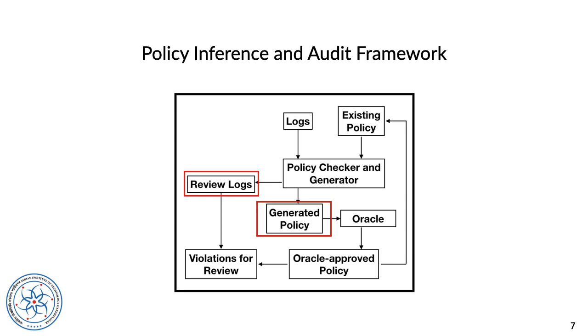An oracle then reviews the set of generated formulas and decides which of these formulas are allowed as part of the policy and which of these are possible violations. The oracle is a function that takes a policy and returns a valid policy. The review logs are then checked against the oracle-approved policy, and the violations are then reported for further review. The approved policy is then fed back to the system and becomes part of the existing policy that the policy checker takes as input.